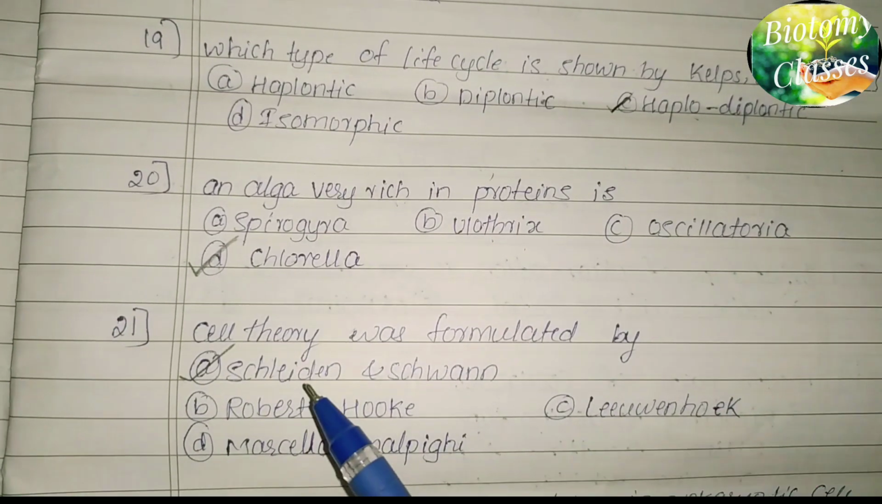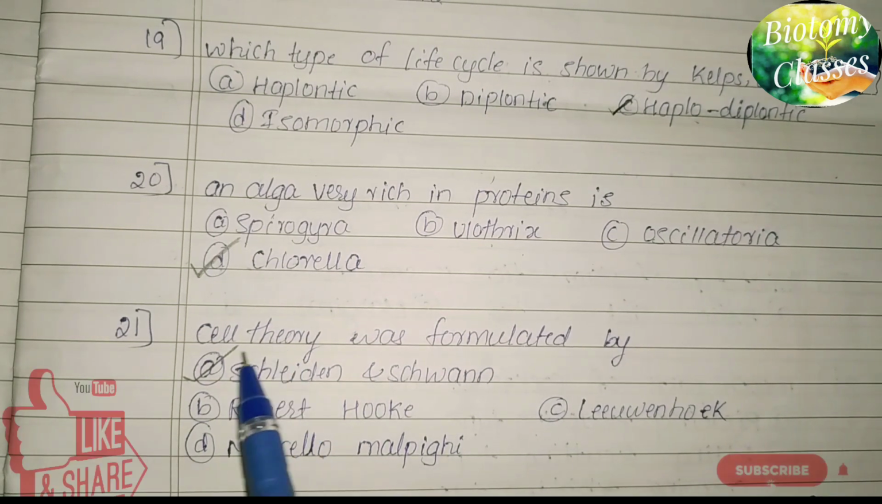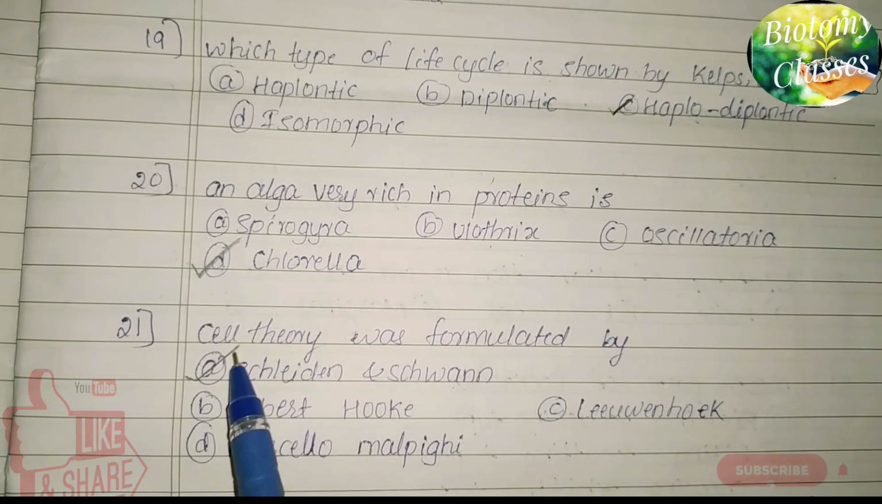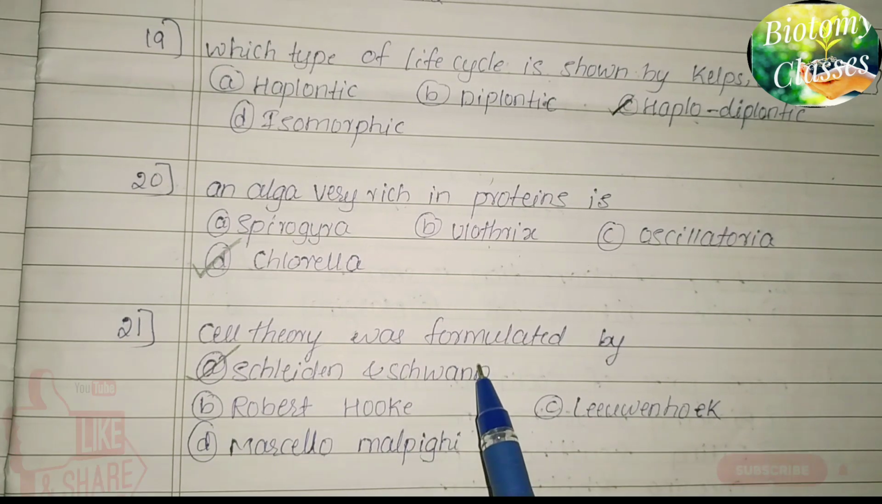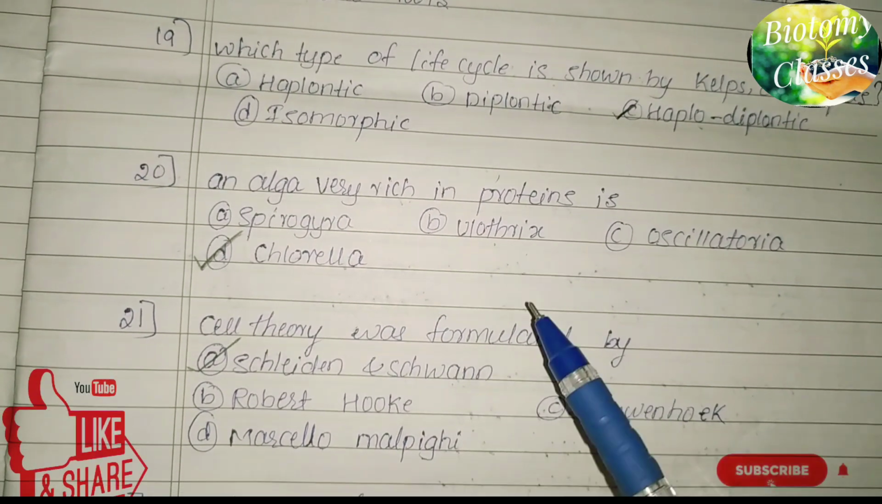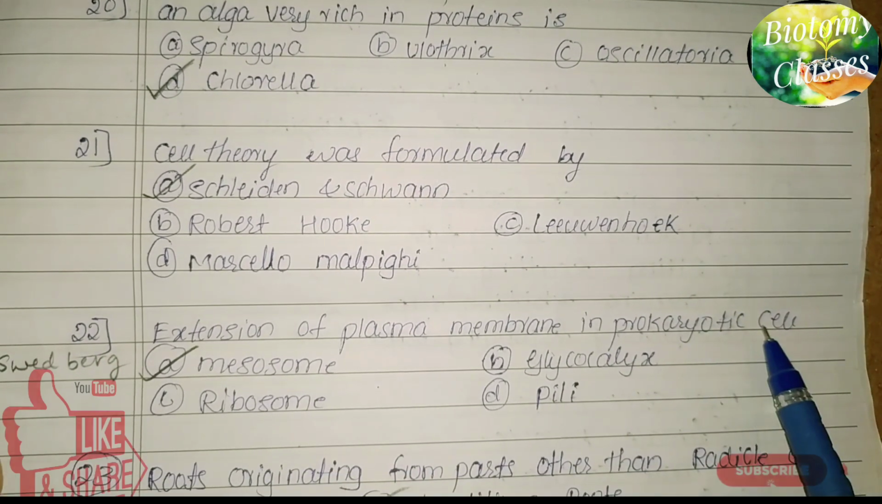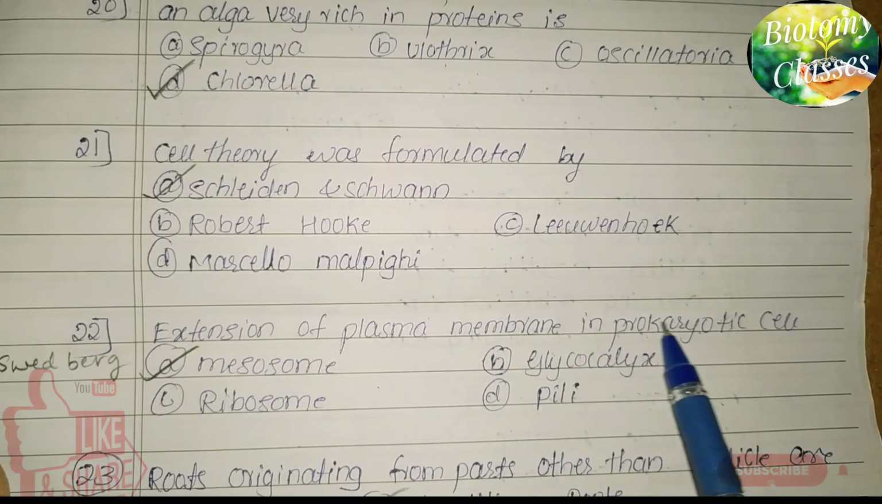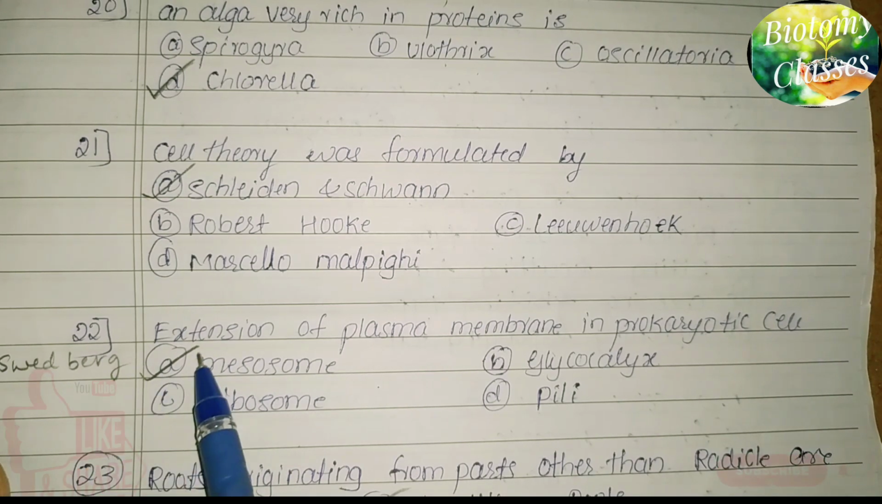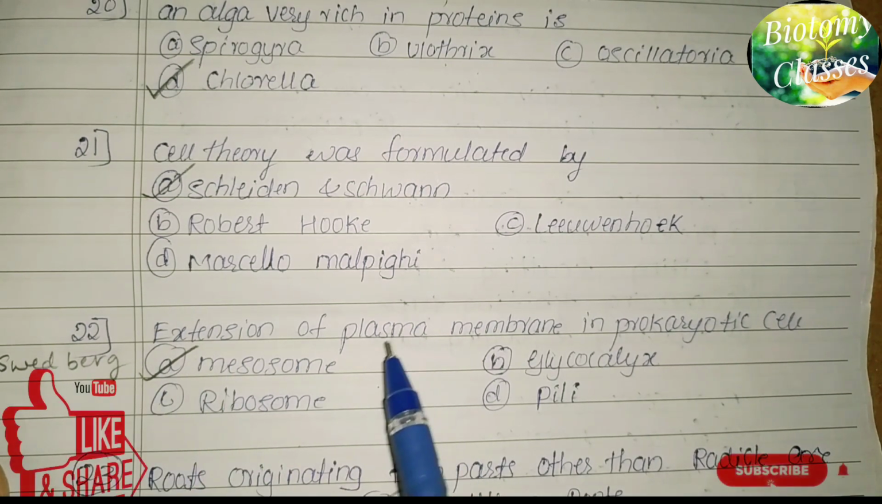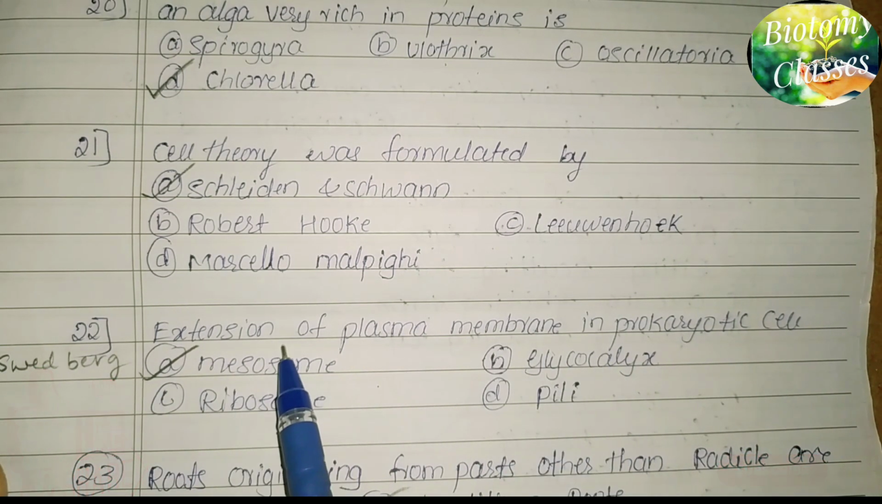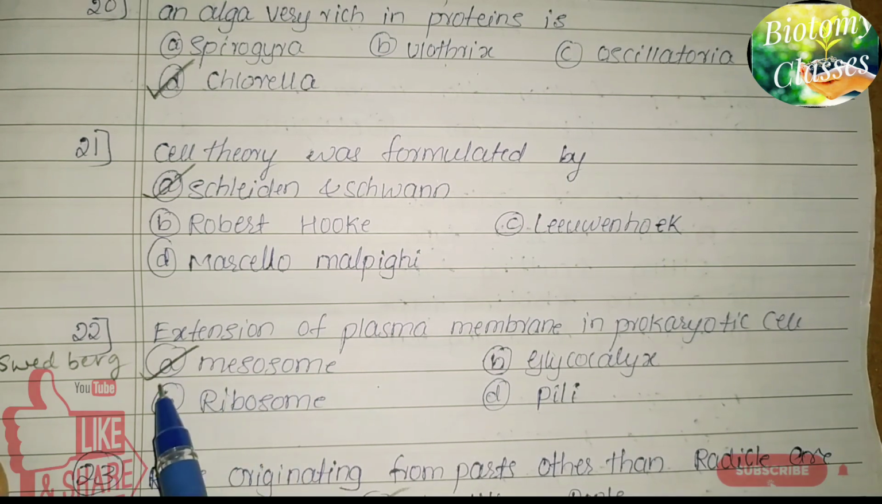Cell theory was formulated by. 21st question. Cell theory was formulated by Matthias Schleiden and Theodor Schwann. So you have to remember this. Extension of plasma membrane in prokaryotic cell. Extension of plasma membrane in prokaryotic cell is called mesosome. So cell membrane shows the infolding like structure in the cytoplasm. Those infolding like structures are called mesosomes.